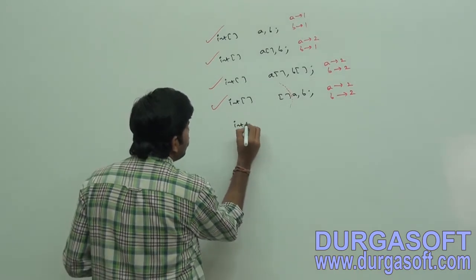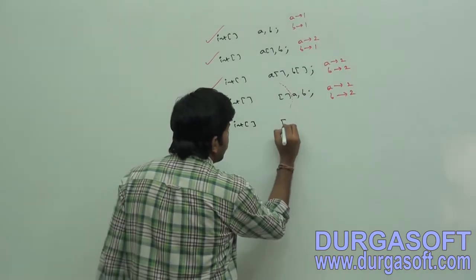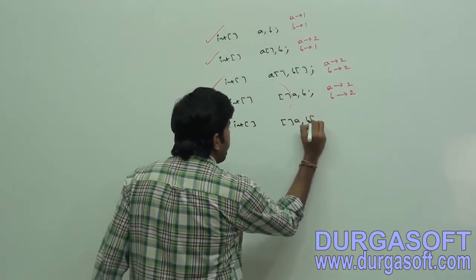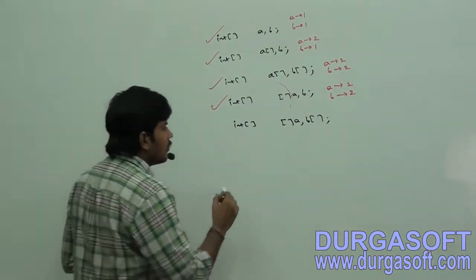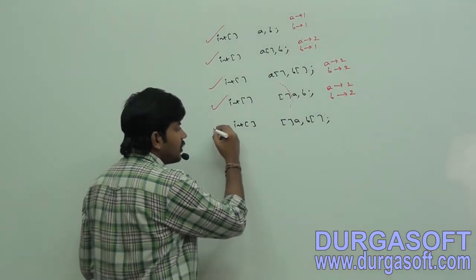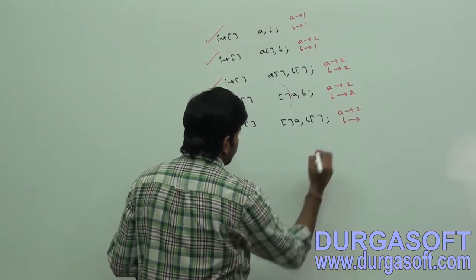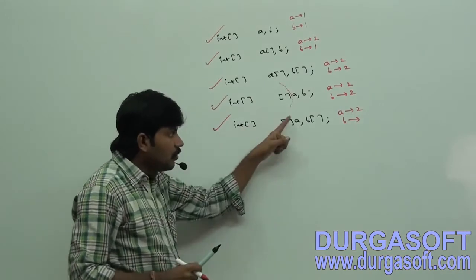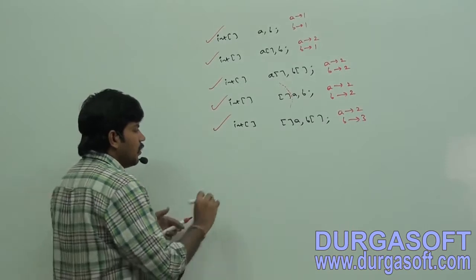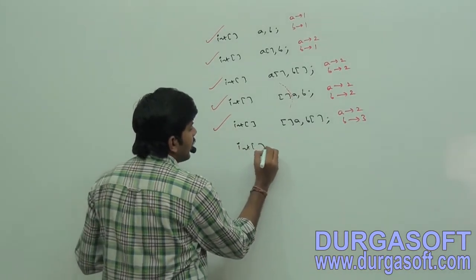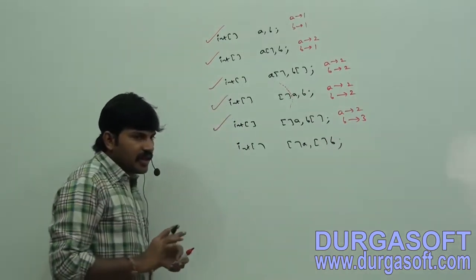Next, int array, here I am taking a comma b like this. What is a's dimension? 2 dimension. What is b's dimension? 3. 1, 2, 3 is nothing but 3 dimension, right? Now int array, a and b. What is a's dimension?